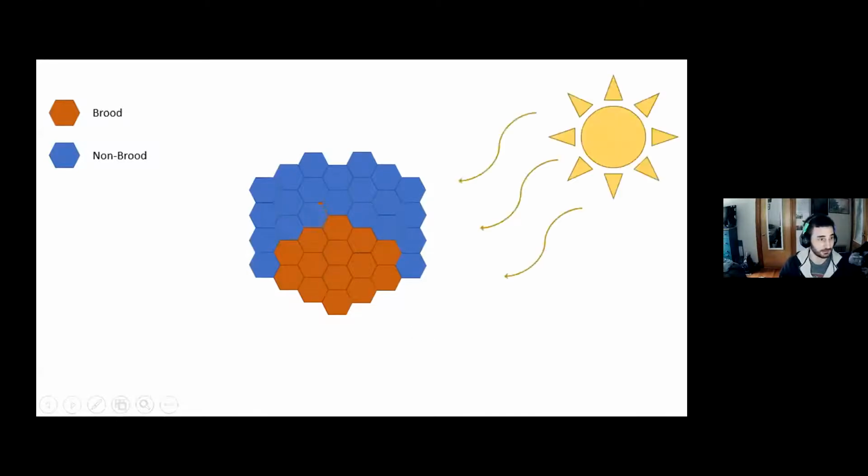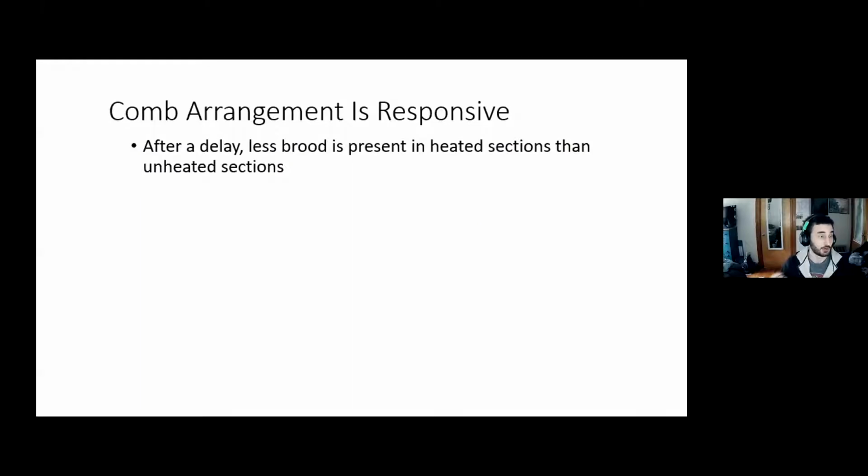But if we add a heat source, in this case represented by the sun, and in this case a directional heat source, so it's hitting mostly the right side of the colony, we might see something different. As brood cells are vacated, they might become filled with non-brood cells as those areas become unsafe for brood to develop in. And brood rearing may shift to a different part of the hive. So in this case, we see the overall organization of the comb changing. So comb arrangement is responsive, and after a delay, less brood is present in heated sections than unheated sections. So what I was interested in looking at this year is: is comb arrangement resilient?